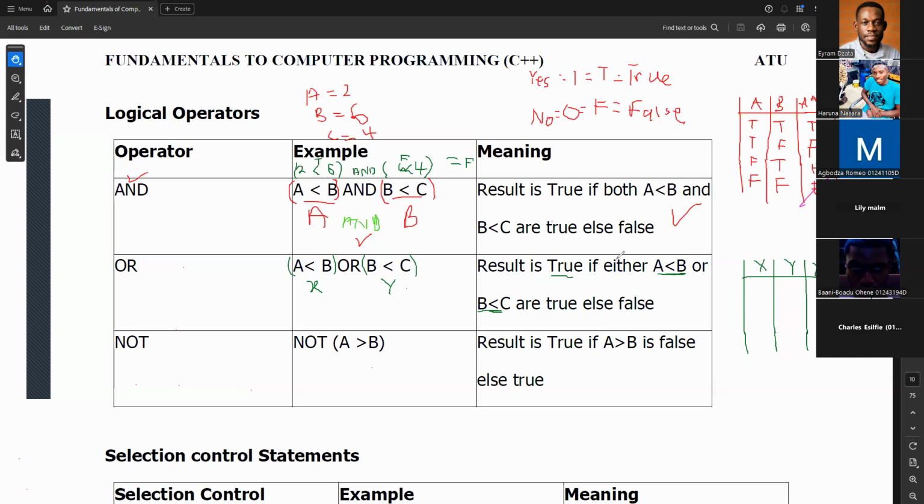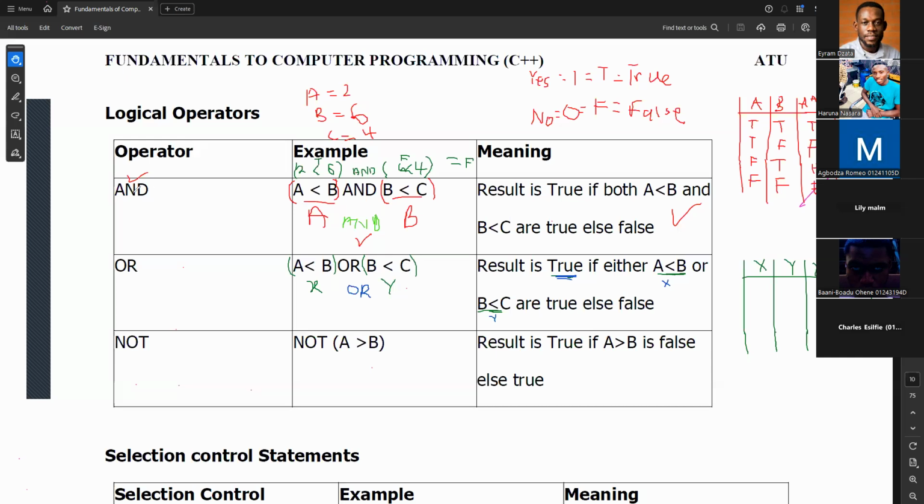All right. So what I said is that with the OR gate, I'm using X and Y. So I'm using X or Y. Now what it means is that your result will be true if either X or Y is true. So the OR gate means at least one of them should be true.